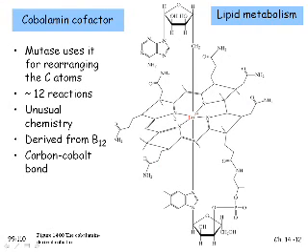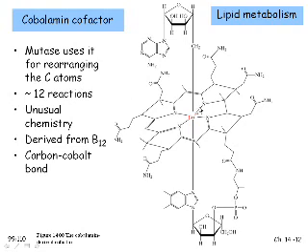Now, the process of moving around a carbon is, chemically speaking, a little bit interesting. It's a little bit challenging. And one of the best cofactors for doing that is something called cobalamin cofactor. Mutase uses that for rearranging the carbon atoms.